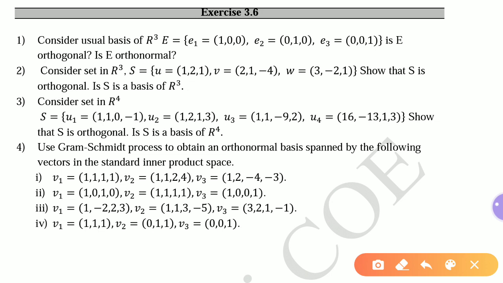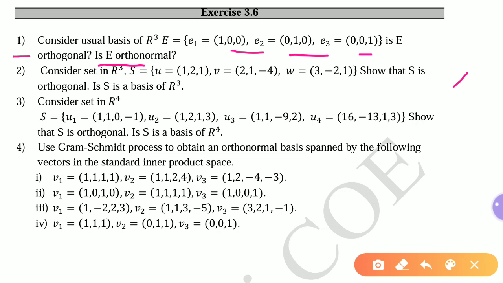So the first is: consider the basis E of R3, which is 1 0 0, 0 1 0, and 0 0 1. Is E orthogonal? So orthogonality we need to check. Take the inner product of each pair of vectors and show that it is equal to 0. Is E orthonormal? We need to check whether the norm of every vector is 1 or not. If the norm of every vector is 1, then you can say that it is an orthonormal set also.